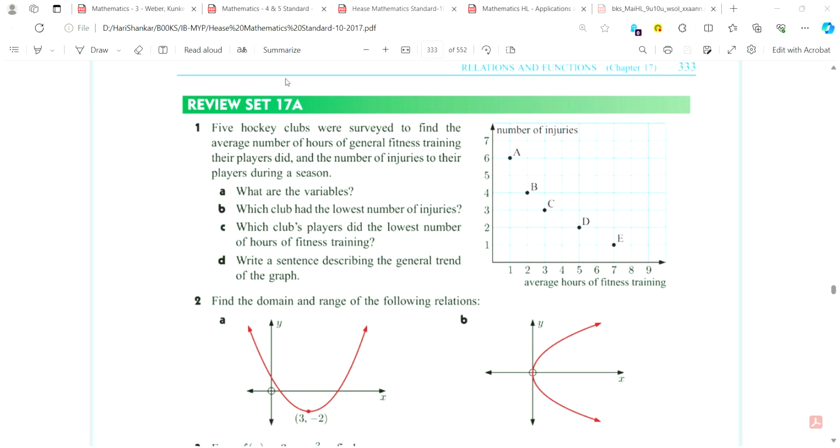Chapter 17 is functions. So in the test session, we're going to take the functions related questions from your Haese book. Here we have the first question. Graph coordinates are also given to us.